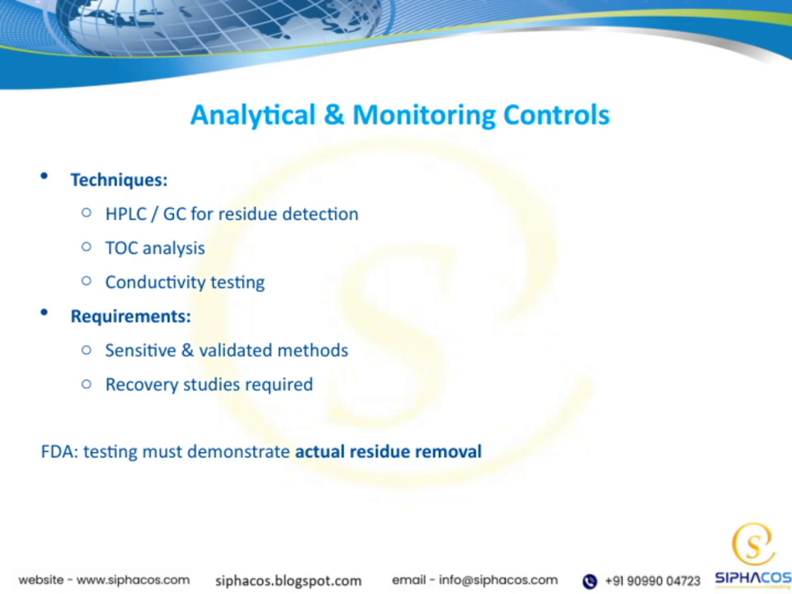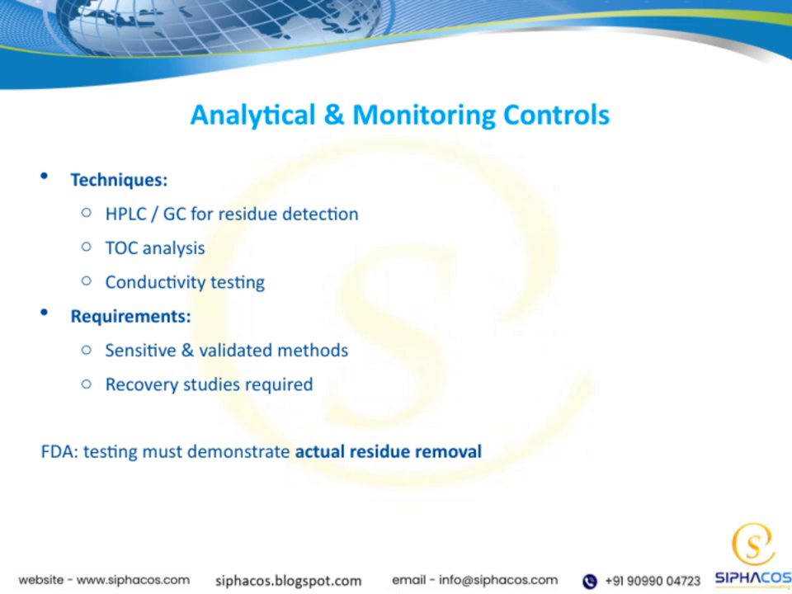We also perform TOC analysis, which measures total organic carbon, giving us a broad view of potential contaminants. Conductivity testing is another key tool, used to monitor the ionic content in solutions and detect impurities. Now, when it comes to requirements, it's crucial that we use sensitive and validated methods. Validation ensures that our testing methods are reliable and accurate, which is essential for compliance and quality assurance.